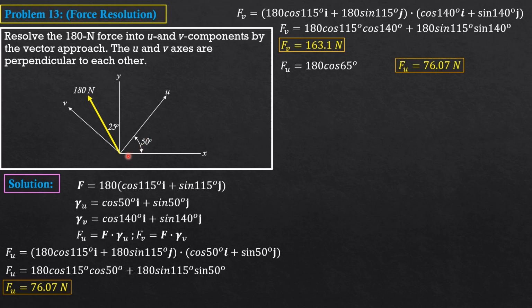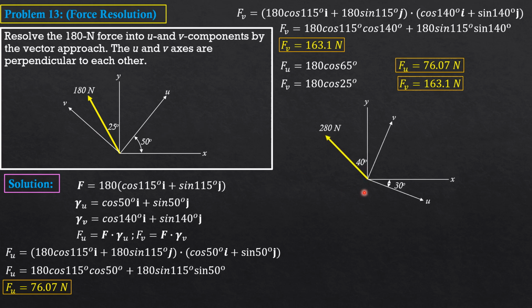Fv, on the other hand, because the total angle that V makes with the y-axis is also 50, since U and V are perpendicular to each other. So this is already 40, so this is 50. And since this is already 25, this is also 25. This is Fv in the direction of the positive V direction, therefore Fv is also positive. So Fv is 180 cosine of 25, and it is positive. Fv is 163.1 newtons.